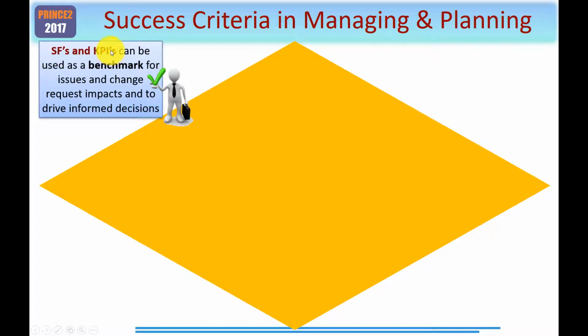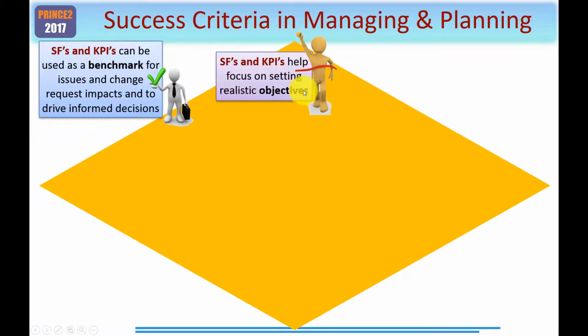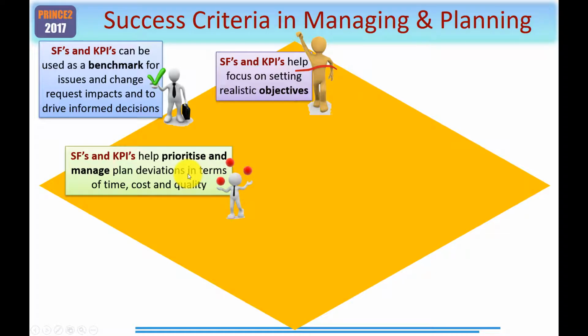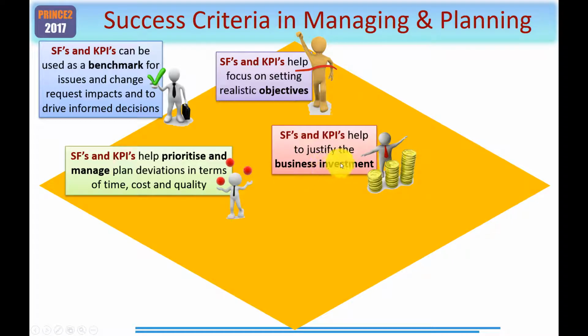So these can be used as a benchmark for issues and change requests, for the impacts as a result of issues and change requests, and to drive informed decisions. They can also help on setting up realistic objectives in the first place. Yet again, they can help prioritize and manage planned deviations in terms of time, cost and quality. So if a success factor is defined in terms of being on time, then clearly that would be the first priority, and then you'd have to prioritize cost and quality, just as an example. They're also helpful in justifying the business investment in the first place.